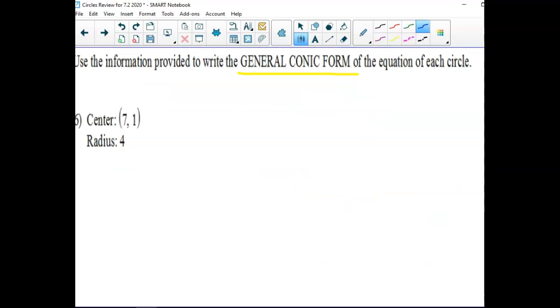Now, we're going to write this, x minus 7 quantity squared plus y minus 1 quantity squared equals what? 16. Now, we want to write it in what's called general conic form, and they do this on the SAT all the time. They put things in weird forms. In other words, they FOIL it all out.